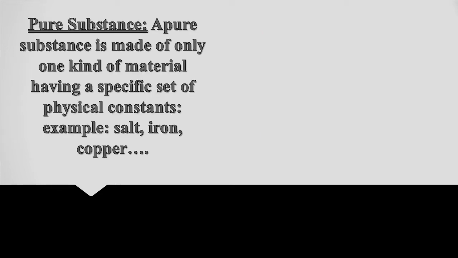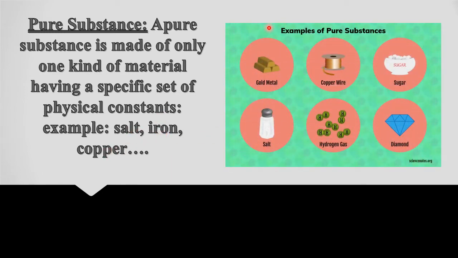Let's start with the definition of pure substance. A pure substance is made of only one kind of material, having a specific set of physical constants. Example: salt, iron, copper. Here there are some examples of pure substances: gold metal, salt, copper wire, hydrogen gas, diamond, and sugar. Each one is a pure substance, and each one is made of only one kind of material.